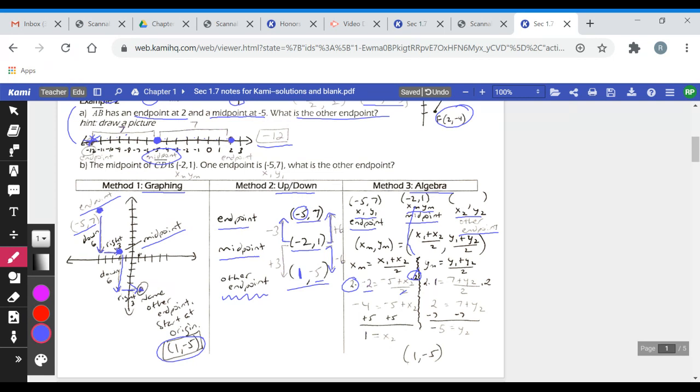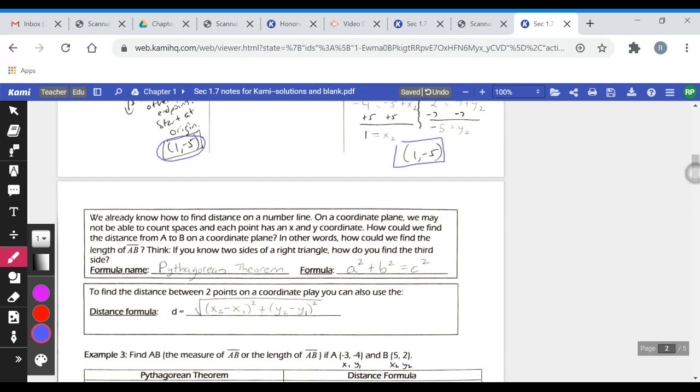All right, if I do the same thing for the y's, you can see I've got my formula for taking an average of the y's on the right. You can see I plugged in my y part of the midpoint: 1 is equal to 7 plus y2 over 2. And then I'm multiplying by 2 on both sides, which on the left side gives me 2. On the right side, the 2's cancel out, and I'm left with 7 plus y2. And then I subtracted 7 from both sides to get the -5. So here is my other endpoint, 1, -5. And again, the 3 different methods all gave me the same result.